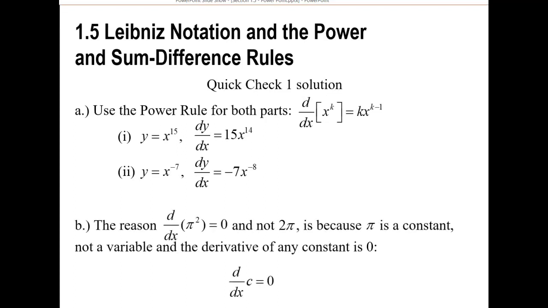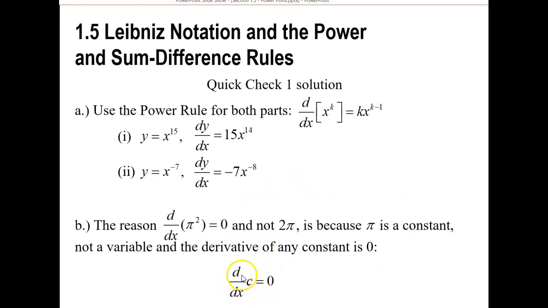The reason that when you take pi squared and try to find the derivative, you should get 0 and not 2 pi is because pi is not a variable, right? You're differentiating your function with respect to x, meaning the variable is x. So pi is just a constant. So pi squared is just a constant. So that's just a number. The derivative of any constant is 0.